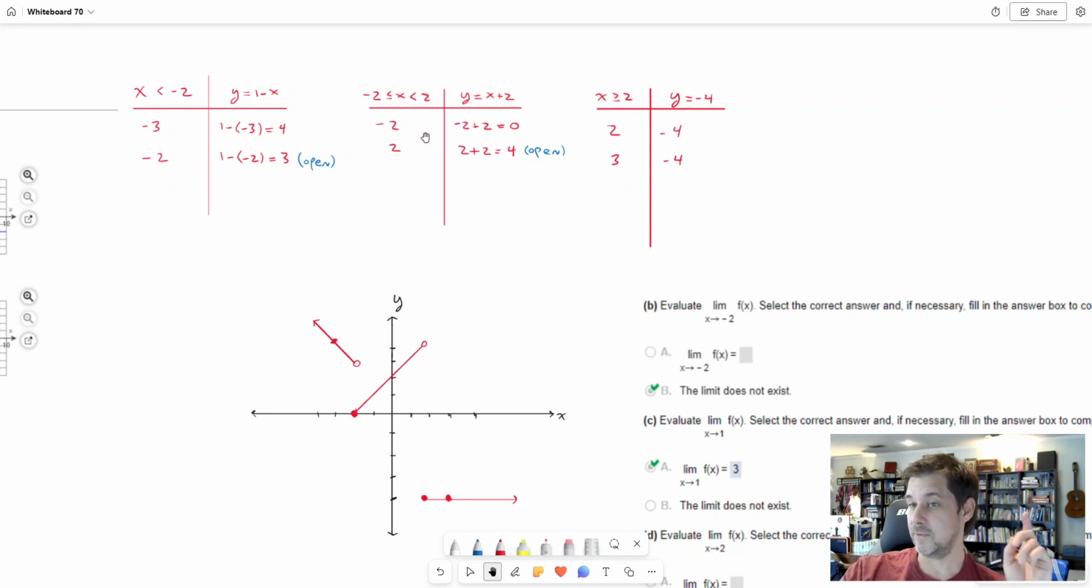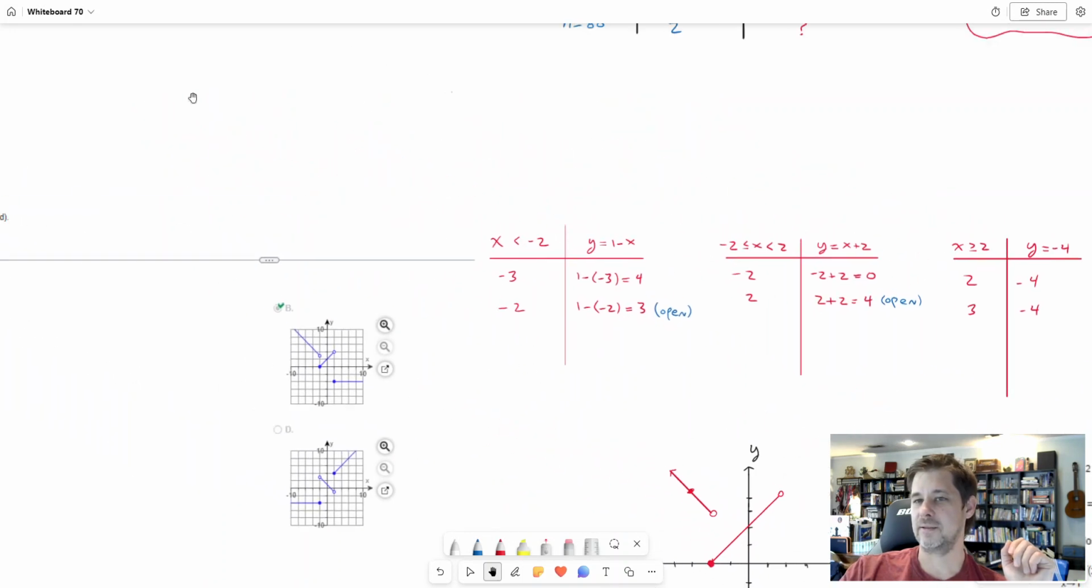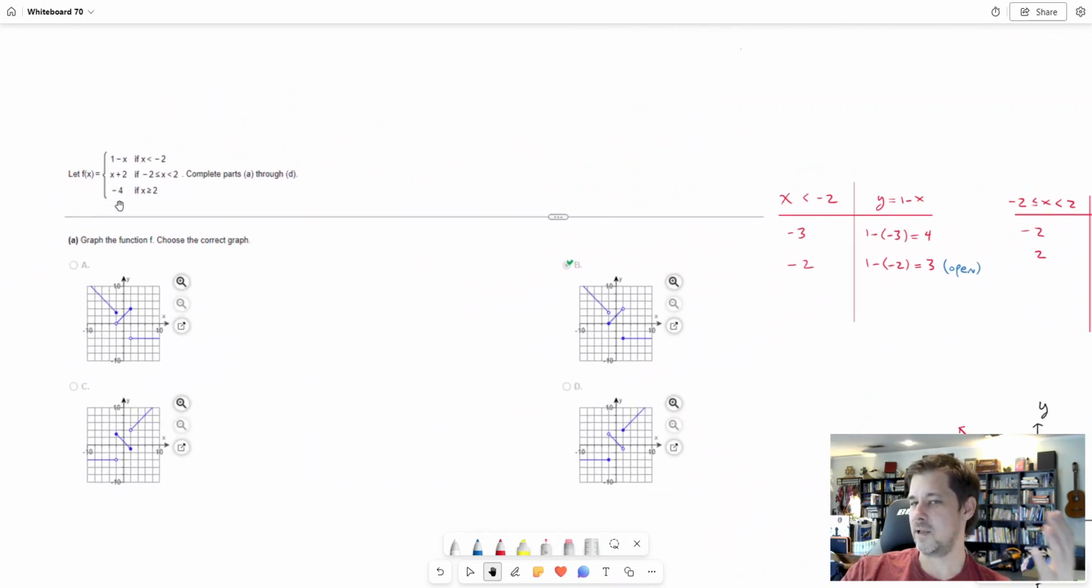First point, -2 for x, 0 for y, that's this one. Then 2 for x, 4 for y, and there it is, open. Okay. All right, one more. Remember, this last part says just -4.